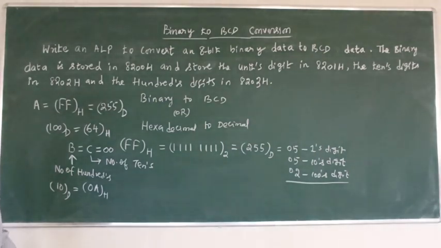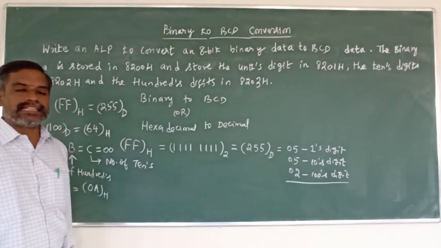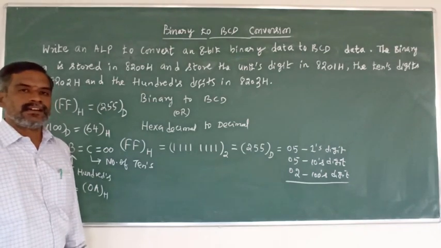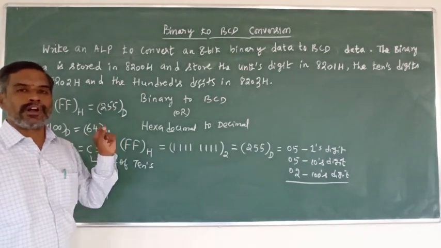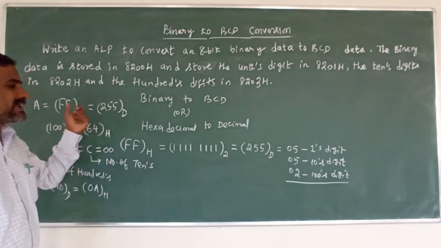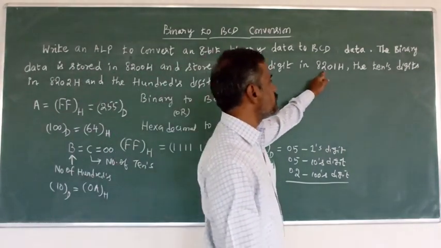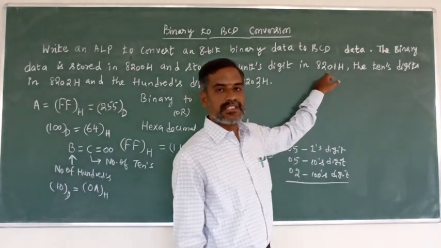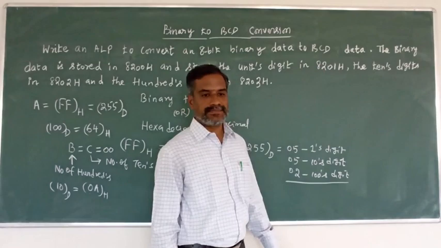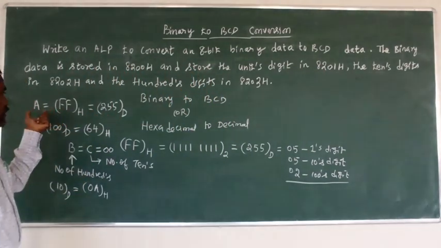Or the given data is less than 10. Less than 10 means that is the number of ones. The number of ones we can directly store in the 8201 address location. This is the unit result. First we have to load the given data into the accumulator.